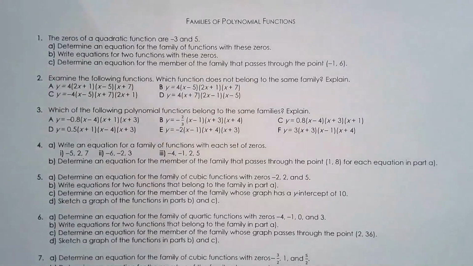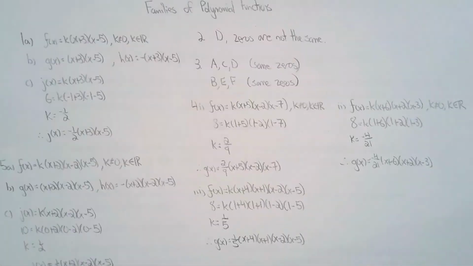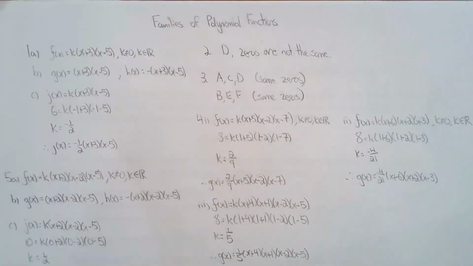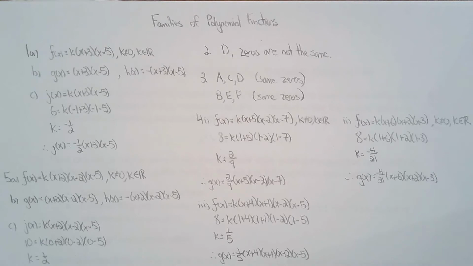So in this video, we'll be taking up the family of polynomial functions homework sheet. Alright, so for the first question, they gave us the zeros of a quadratic function. They asked us to determine the equation for the family, and then equations for two members of that family. And then they asked us to solve for the particular member of the family that passes through (-1, 6).